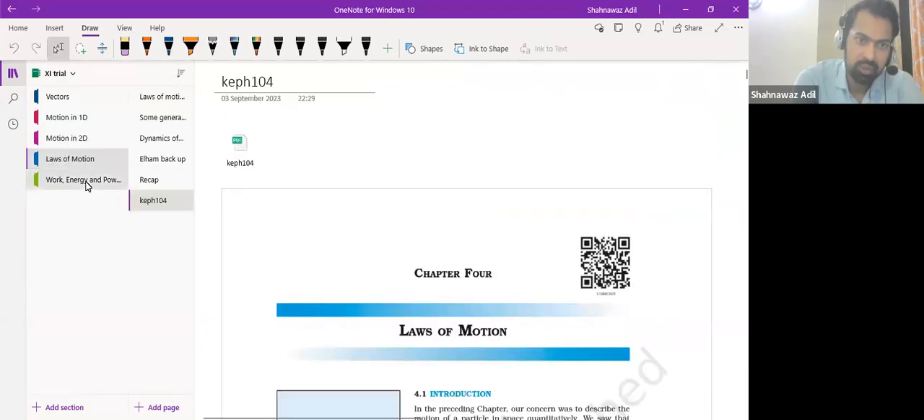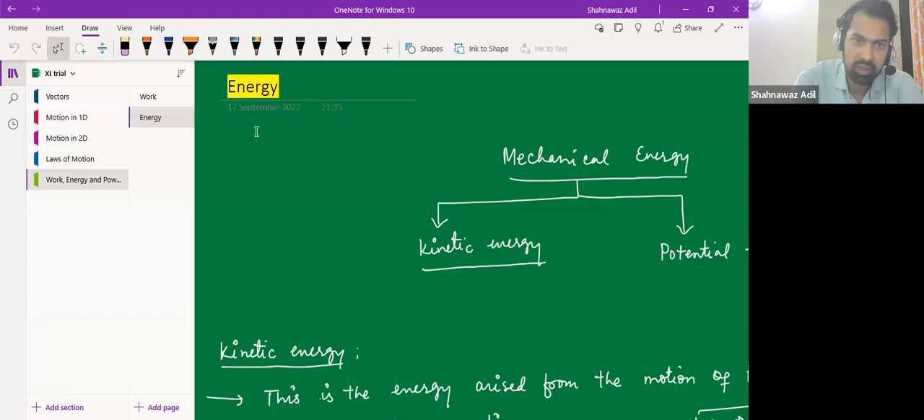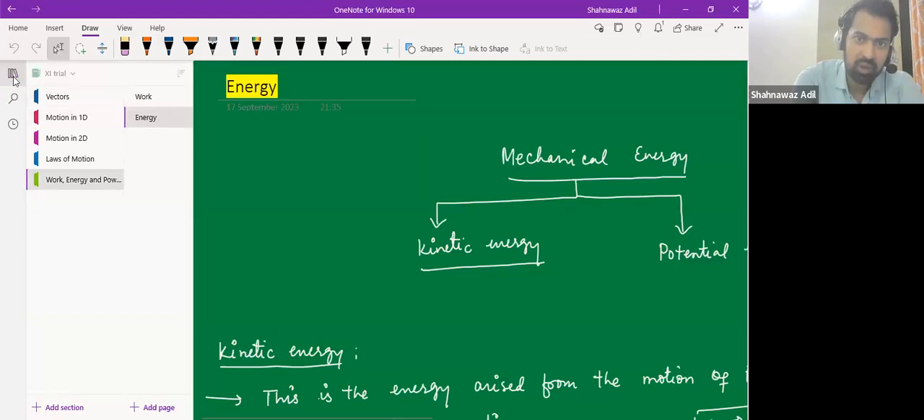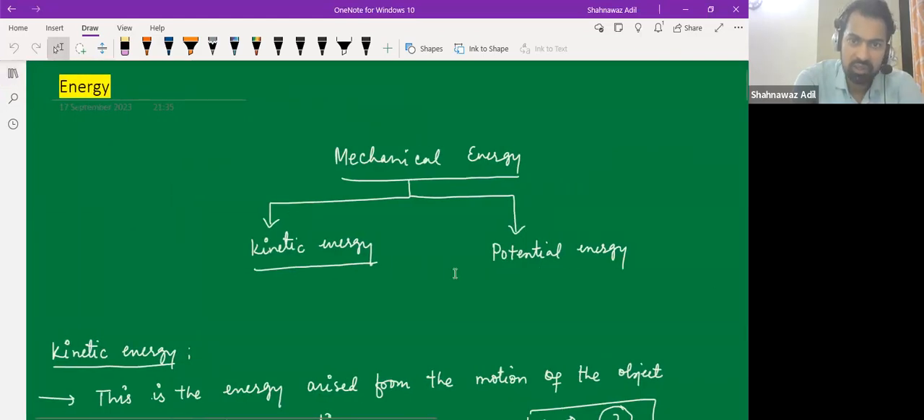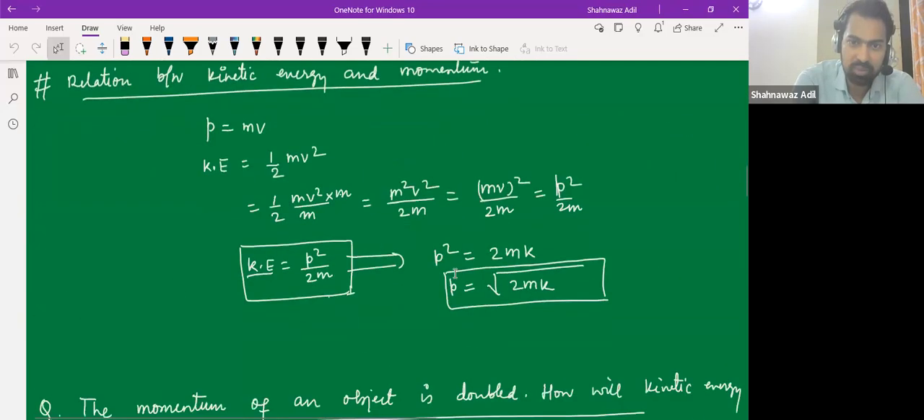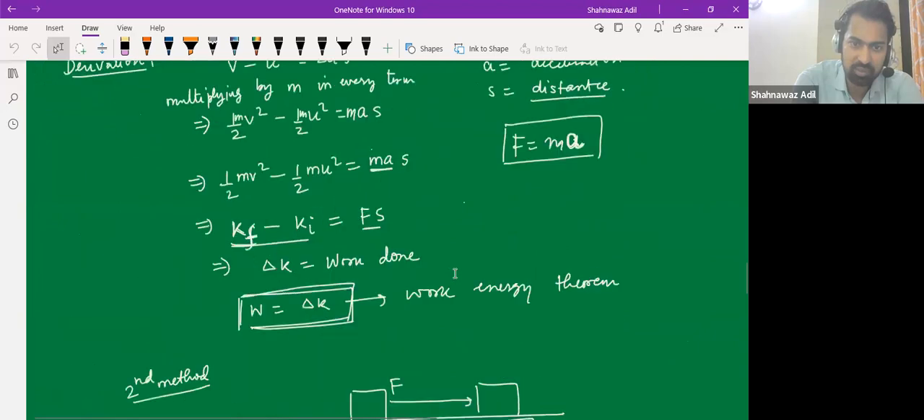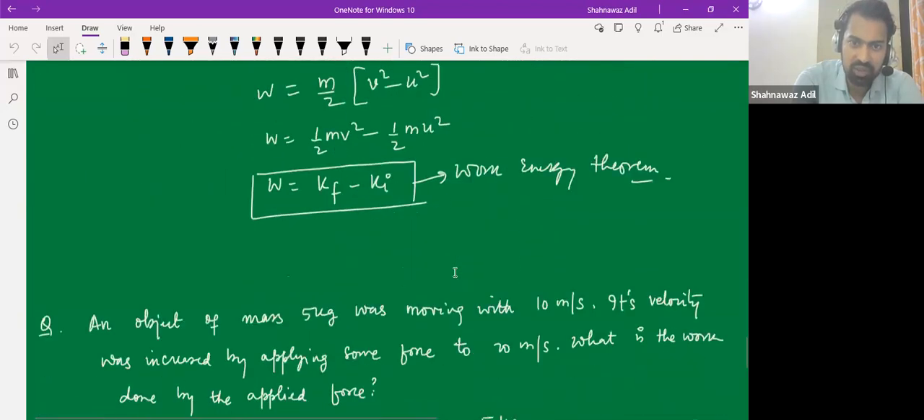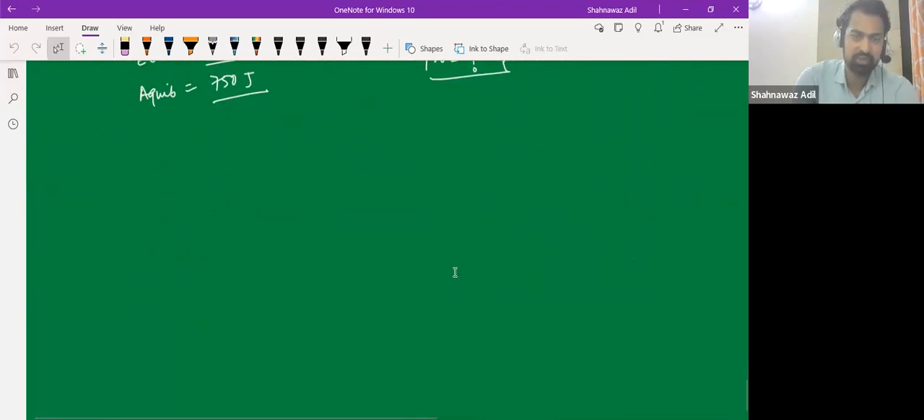Now we should hurry and move quickly. We were talking about the energies. We did kinetic energy, and we also learned about the work energy theorem in the previous class, right, guys? Yes, sir. So now we will learn about three more topics today.